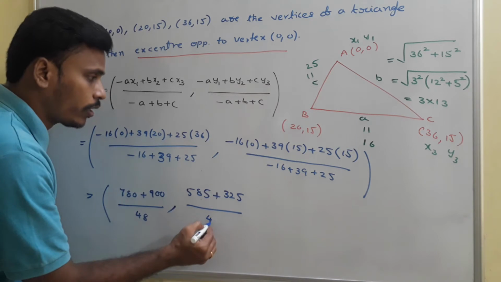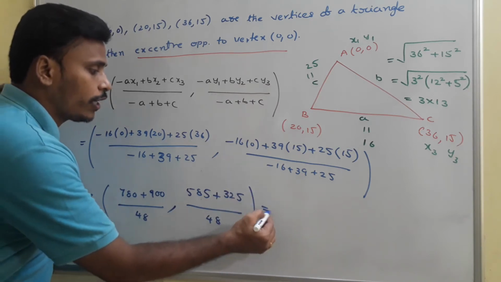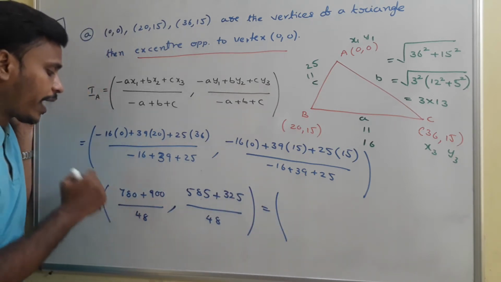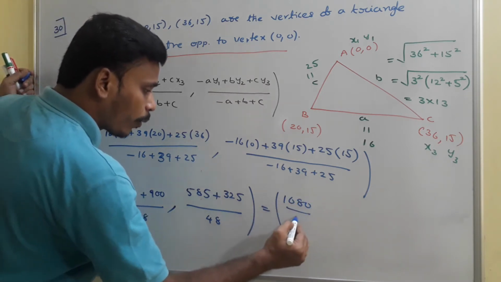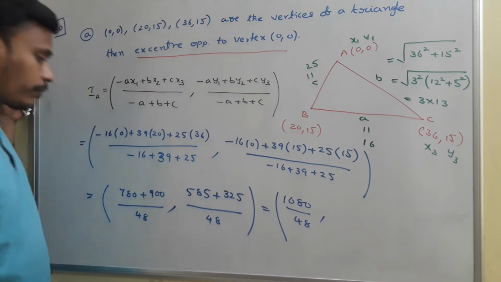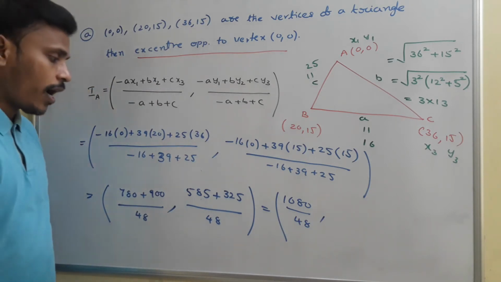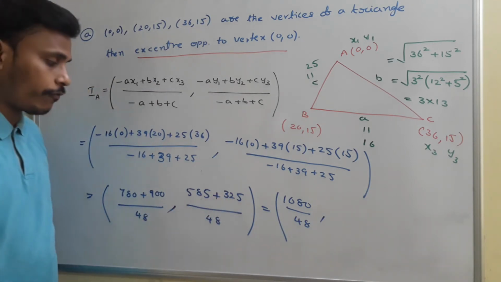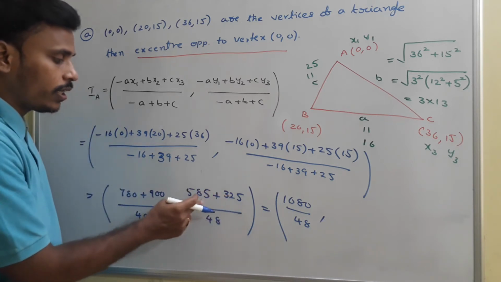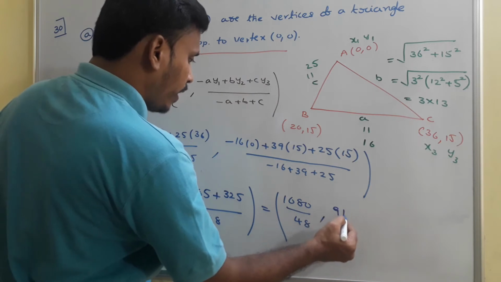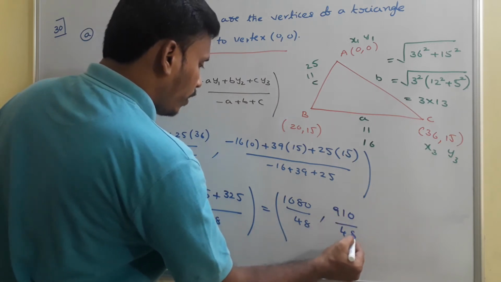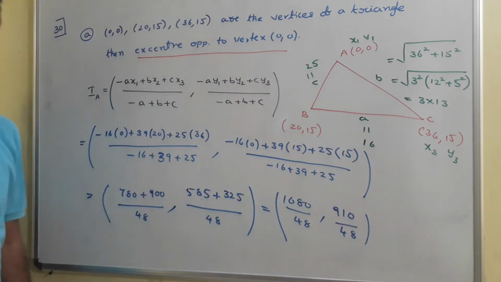Divided by, again it is what? 48. So that's what we need to simplify. So calculate 900 plus 780 is 1680 divided by 48. And then here 585 and 325. So when you give 20 here, it will become 600 and then 3, 900 and then 910 I think so, divided by 48. So what is its value? 1680 divided by 48 comma 910 divided.